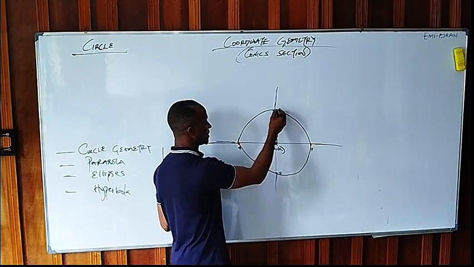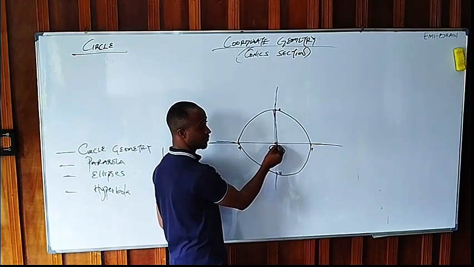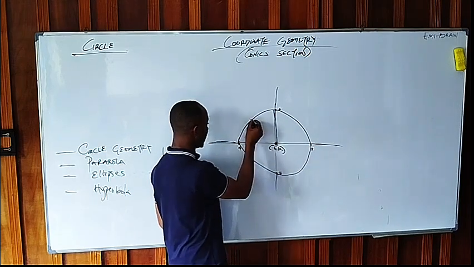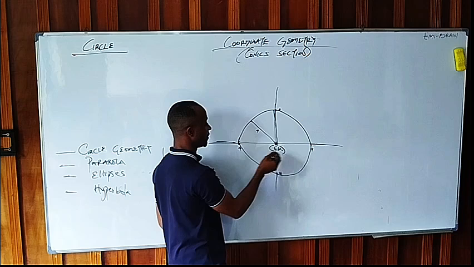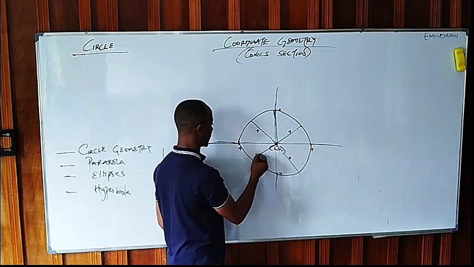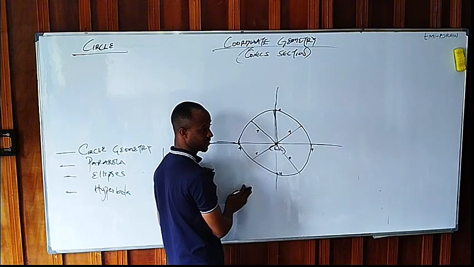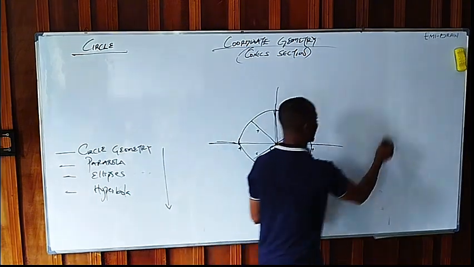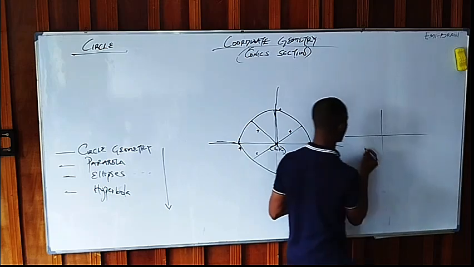That means from this point here, down here is 4. From here is 4. Here is 4. Here is 4. Even from here to here is also 4. Every point here, they are all what? They have distance 4. Are you following me? So this is what defines a circle.